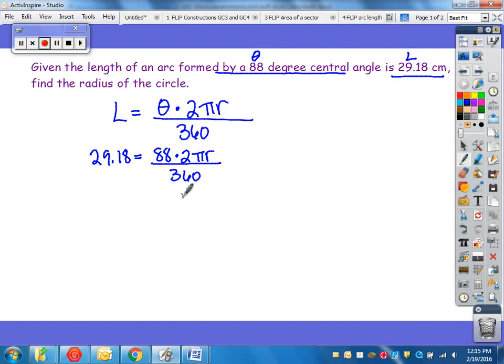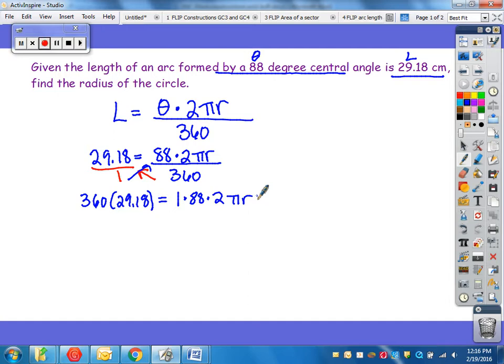Now since I have a fraction, what I'm going to do is put this side over 1 and cross multiply. So that's going to give me 360 multiplied by 29.18 equals, and then multiply 1 times the other side. And remember, multiplying by 1 doesn't change anything. So it's going to be 1 times 88 times 2 times pi times r. So my next step is going to be to use the calculator to simplify all of this stuff.